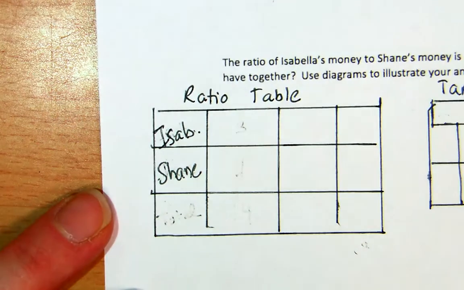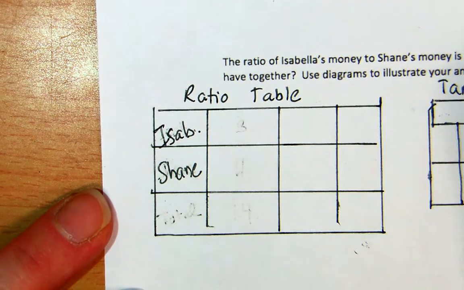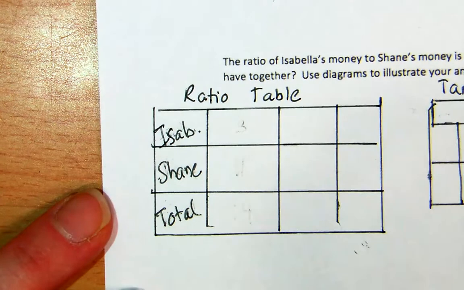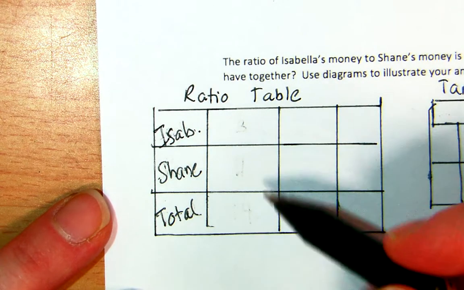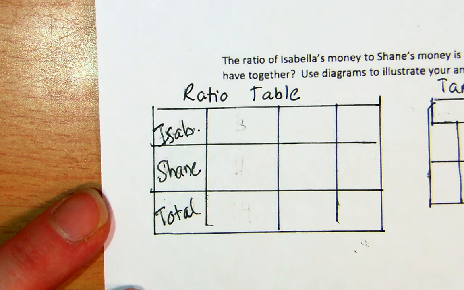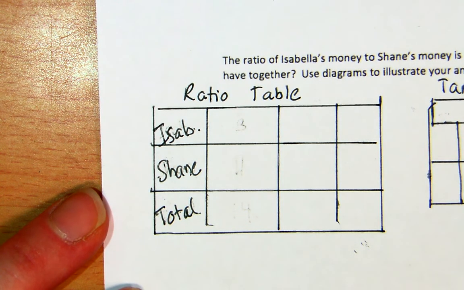But because we're also dealing with how much money they have together, for a third row, I'm going to put total, okay? Because Isabella and Shane are my 2 parts, but because we're going to be talking about how much money they have in total, I want to put a total line in here. Now, a lot of ratio tables can be solved with just 2 rows, but sometimes it's very helpful, like in a problem that involves a total, to have a third row.